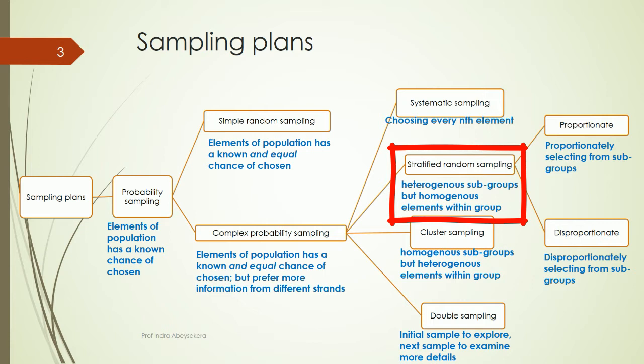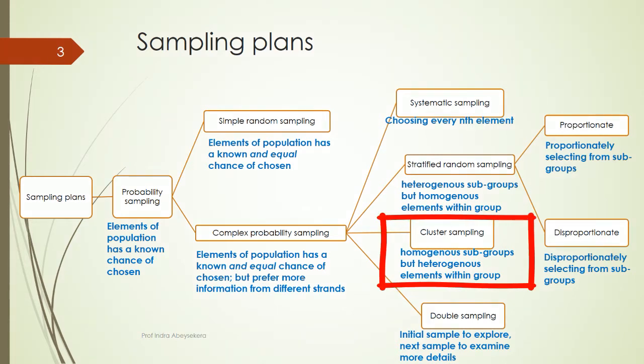homogeneity or similarity within a group. The elements are similar, but between subgroups, the subgroups are dissimilar. So when we approach the stratified random sampling plan, we can proportionately choose elements from that subgroup or disproportionately choose the element from the subgroup, depending on the research problem that we investigate. The cluster sampling is where within the subgroup there are differences, but between subgroups are similar.